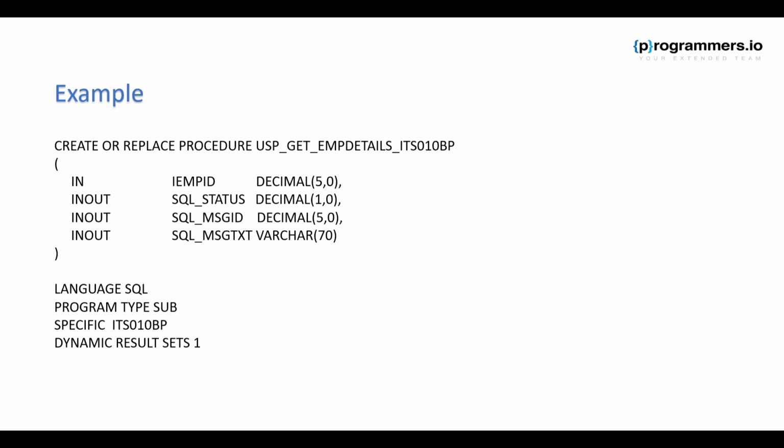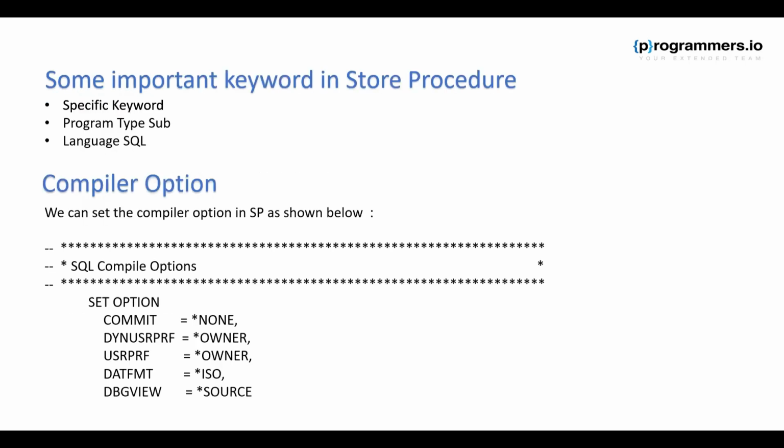After that, we have DYNAMIC RESULT SETS 1, which means I am returning a result set, a set of values. I am returning only 1 result set, but you can increase that value. You can return result set 2 or 3 also. It's not mandatory. I have already discussed some important keywords in a stored procedure: PROGRAM TYPE SUB and LANGUAGE SQL.